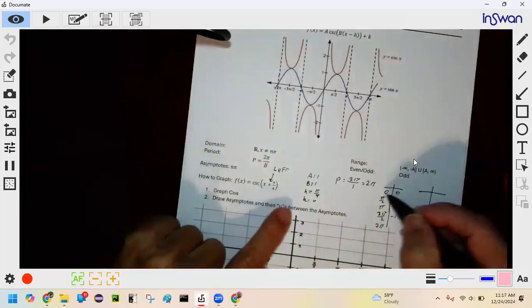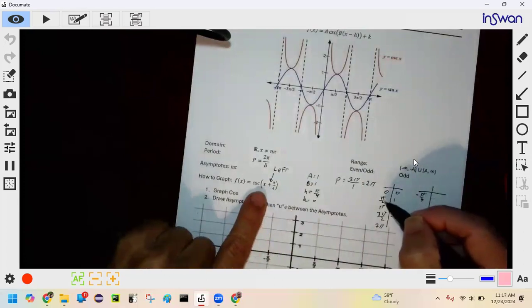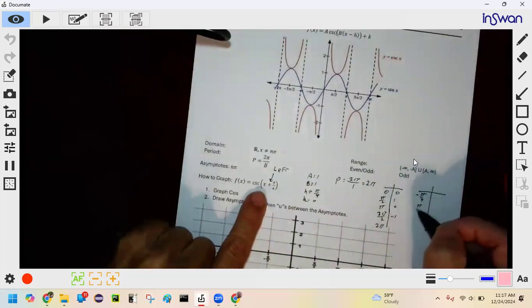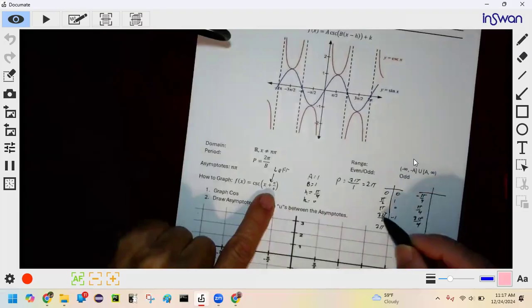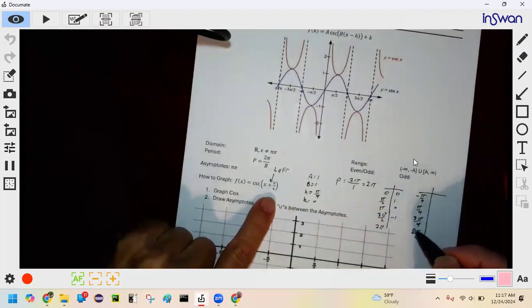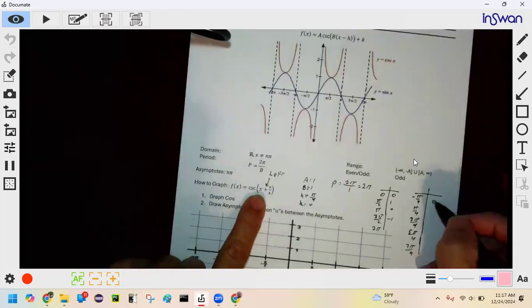So that 0 becomes a negative pi over 4. Pi over 2 is 2 pi over 4, becomes 1 pi over 4. Pi is 4 pi over 4, becomes 3 pi over 4. 6 pi over 4 minus pi over 4 is 5 pi over 4. And 2 pi is 8 pi over 4 minus 1 is 7 pi over 4. So there are the new x coordinates. The y coordinates aren't changing, so they're still 0, 1, 0, negative 1, 0.